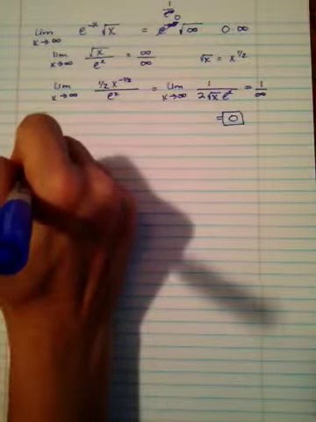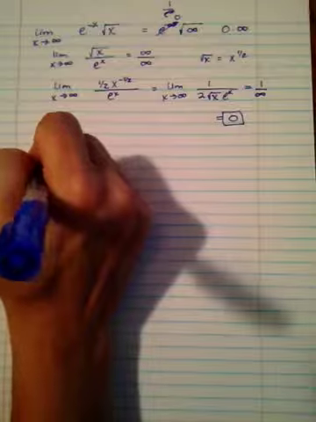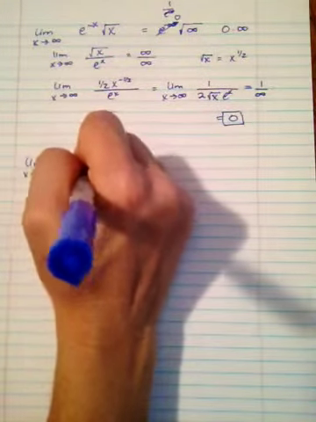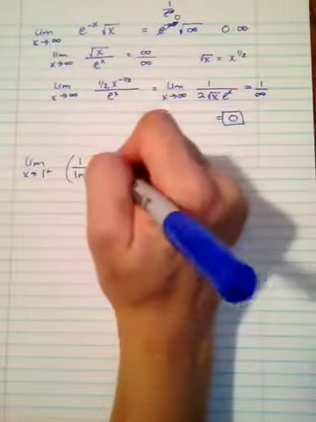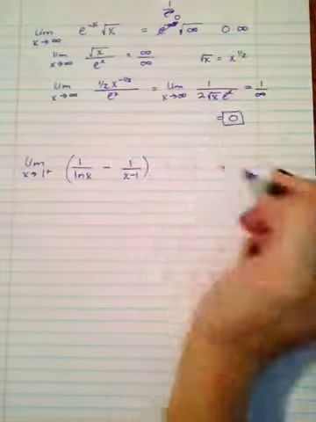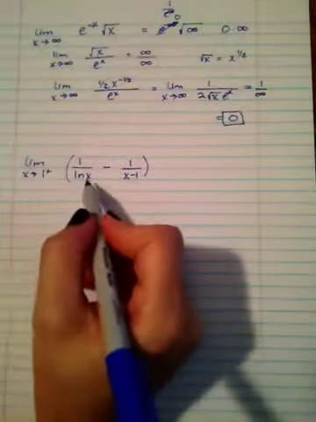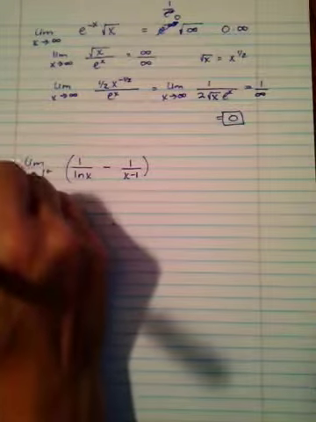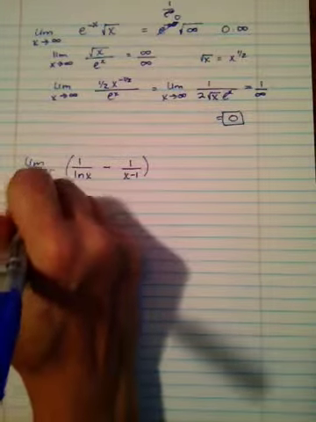Another example, we're going to do the limit as x approaches 1 from the right of 1 over the natural log of x minus 1 over x minus 1. Now, it's really helpful to know the graph of the natural log of x when you're evaluating limits. I do it all thinking about the graph.